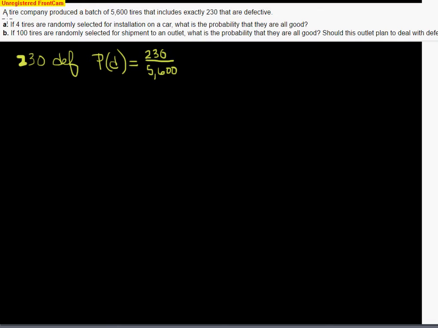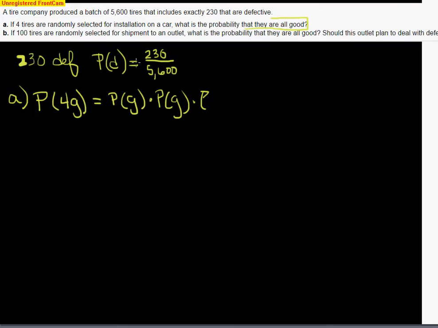However, in part A, we are asked, what is the probability that 4 of the tires that are randomly selected are all good? So you're going in to get a set of new tires for your car. What's the probability they're all good? So we actually want to know the probability of 4 good tires. Well, that's like 4 events all happening, "and"s, so we need to multiply the probability the first one's good times the probability that the second one is good times the probability that the third one is good times the probability that the fourth one is good.